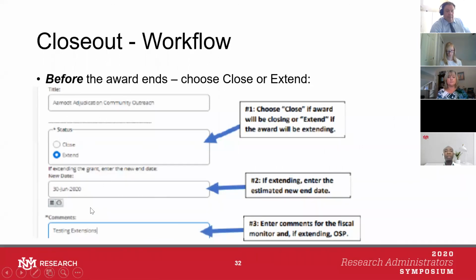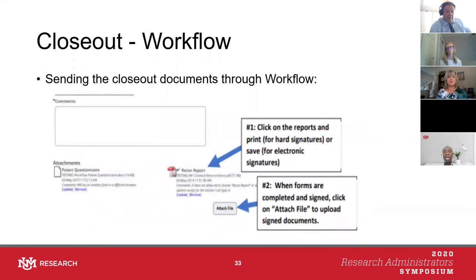Here is a snapshot of the workflow process. For example, if you were to extend a grant or close it out, you choose one of the statuses over here to determine what you need to do. And here is also a snapshot of uploading a document to the closeout system. If you receive a reconciliation form or a patent report request through the workflow process, you return them to your fiscal monitor.